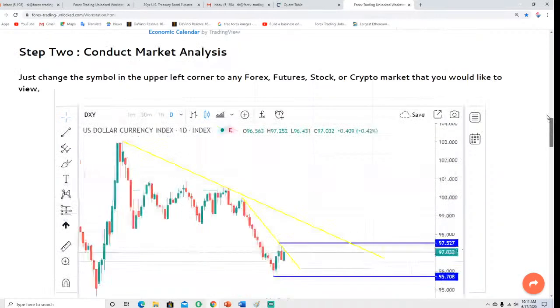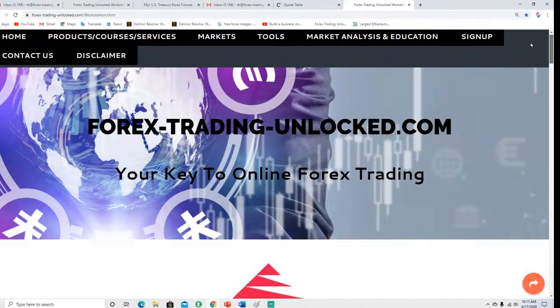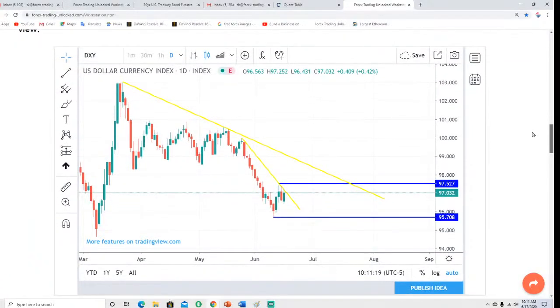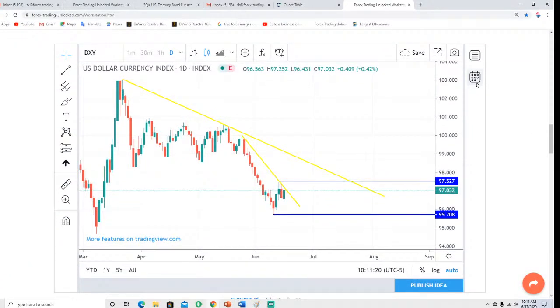Now we're here at the Unlocked.com website. Little tongue twister there today. I already have the workstation page pulled up. And we have the dollar index chart here.